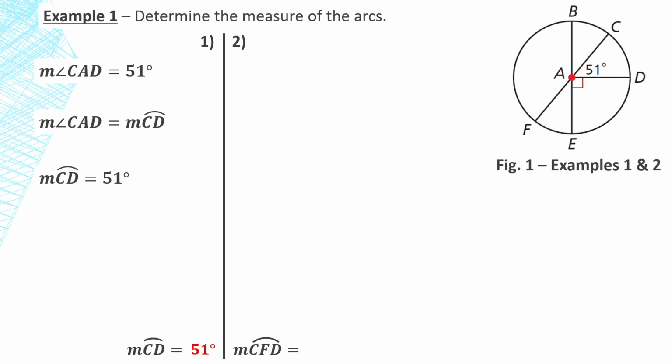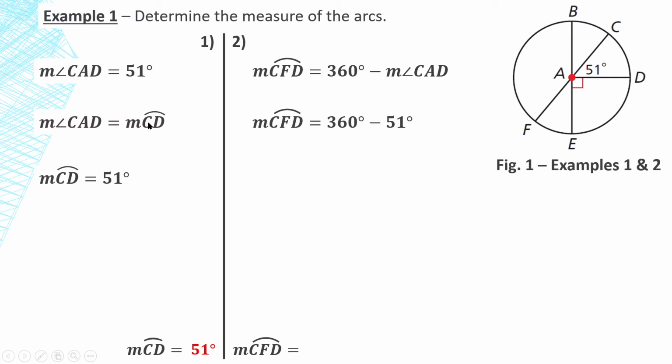360. Every circle is made up of 360 degrees. So all we need to do is take 360, subtract that central angle. I'm using angle CAD since that's the given one, but really what we were talking about is arc CD here. Essentially they're interchangeable. And there we go, so 309. Pretty simple. Some of them will require a little bit more work, but in general you're adding and subtracting. That's pretty much all that this lesson requires.